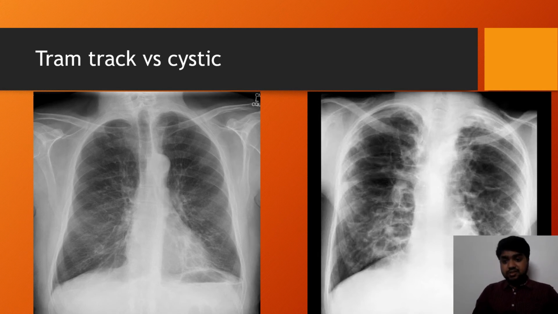Whereas with cystic changes, you can see small bubbly changes. So this is a cystic appearance. Both of these are bronchiectasis.